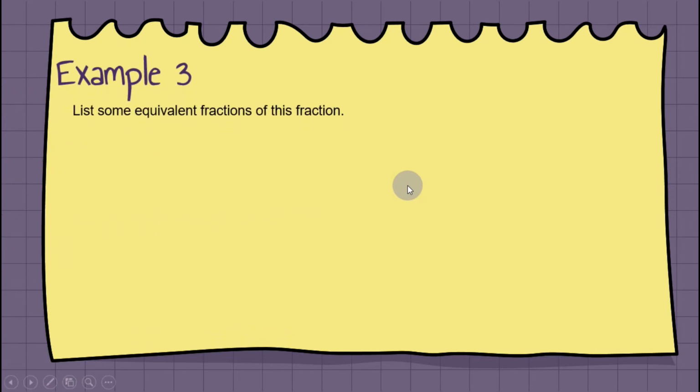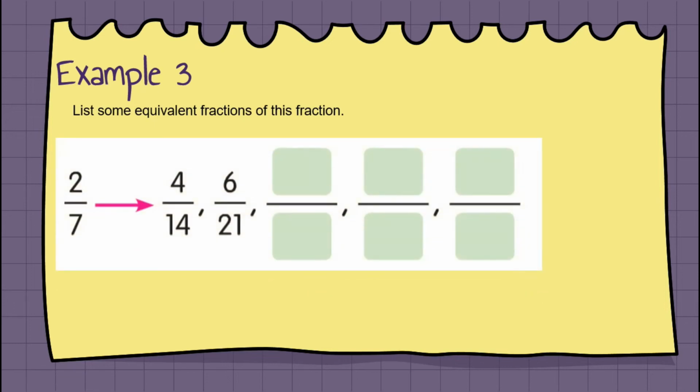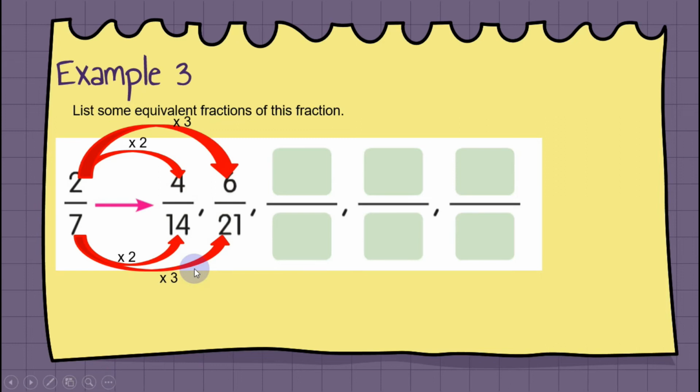Example 3. List some equivalent fractions of this fraction, 2/7. 2 becomes 4, times 2. 7 also times 2 becomes 14. 2 becomes 6, times 3. Now 7 times 4 equals 28. 2 times 4 equals 8.